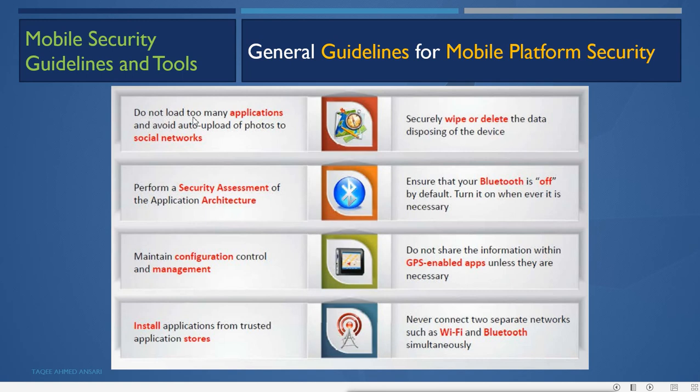Do not load too many applications and avoid auto upload of photos to social networks. Securely wipe or delete the data when you dispose of the device. Then perform a security assessment of the application architecture. Ensure that your Bluetooth is off by default, and turn it on whenever it is necessary. Maintain configuration control and management. Do not share information within GPS enabled apps unless necessary. Install applications from trusted application stores and never connect two separate networks such as Wi-Fi and Bluetooth simultaneously.